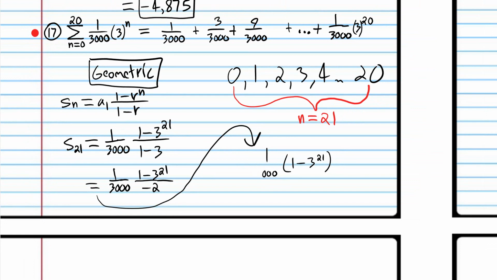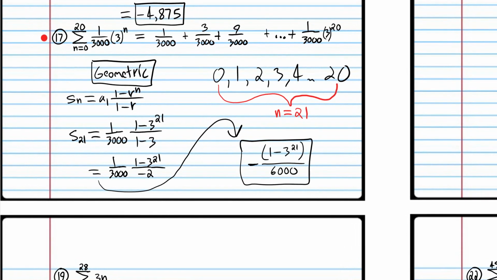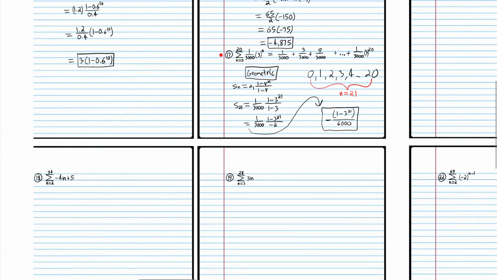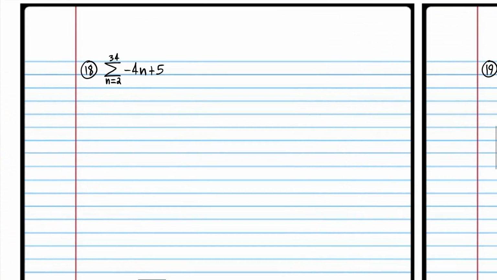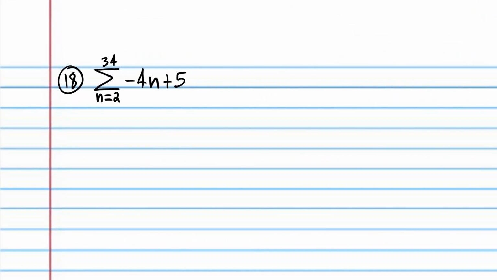We could just write it in this form here. That's fine. That's probably better. And so that is the sum of those 21 terms. Again, it's not 20 terms, it's 21 terms. So I know that's kind of confusing, but those are the types of problems that we're going to be doing now, where it's not exactly obvious what n is going to be.